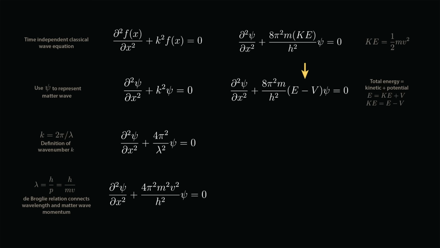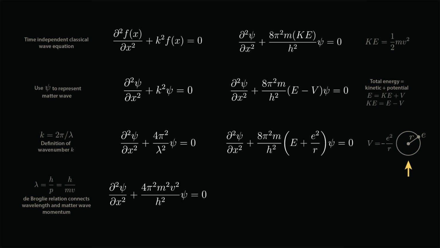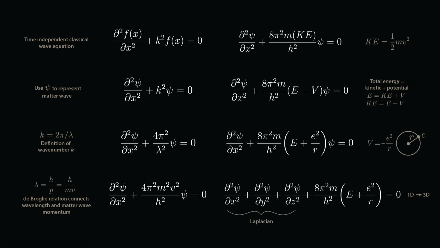The hydrogen atom has 1 proton and 1 electron. Schrödinger assumed that the proton was fixed, creating an electric potential for the electron of the charge of the electron e squared divided by the distance r between the electron and proton. Atoms are of course three-dimensional, so we need to expand our spatial derivative to include x, y, and z.